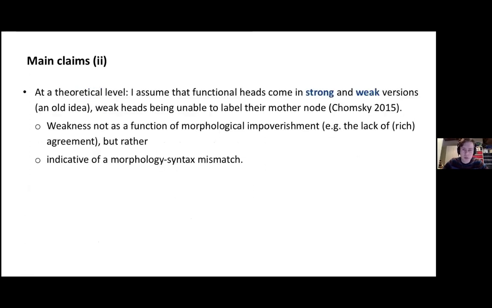At the theoretical level, and this ties in with what I said earlier about the relation between morphology and parameter setting, I assume that functional heads come in strong and weak versions. That's an old idea. Slightly more recently, Chomsky has come back to this idea by saying that weak heads, and in particular English T, are unable to label their mother node, and the context here is the labeling framework that Chomsky has worked out in recent publications.